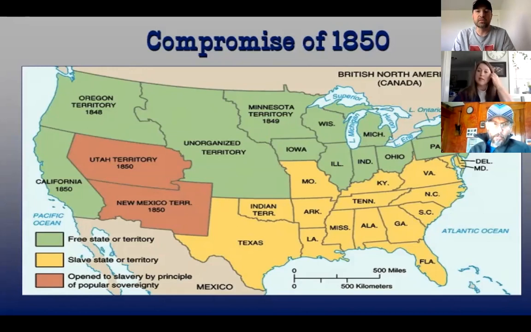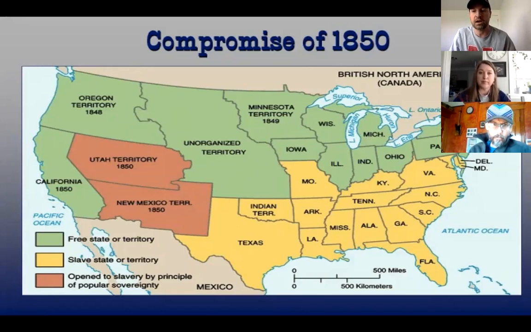So obviously the slave states are opposed to adding this huge new state out on the West Coast unless they're going to get something in return for it. I think about it as two pieces to the compromise. The first piece is California is going to get admitted as a free state. And then what the South gets in return is the Fugitive Slave Act, the Fugitive Slave Law, which we can discuss here in a second.